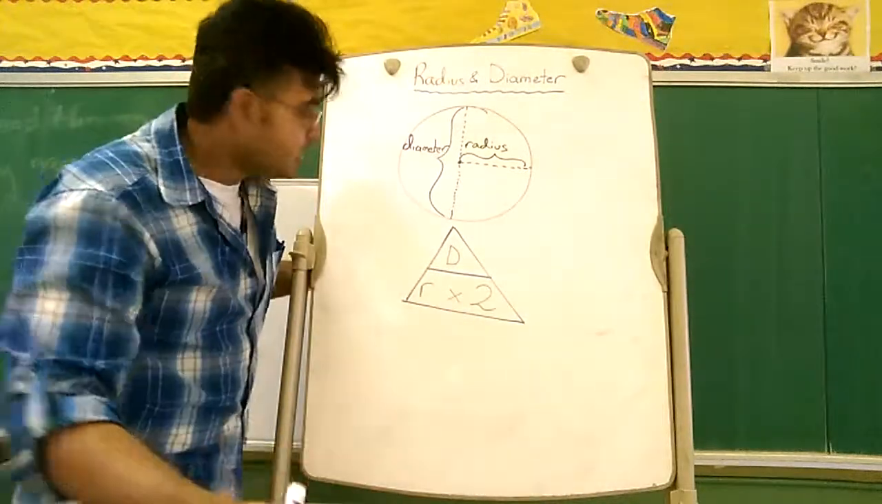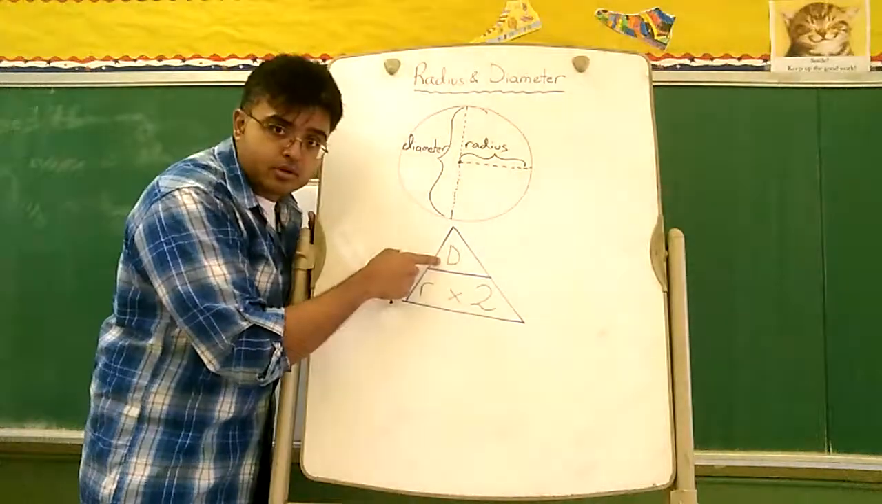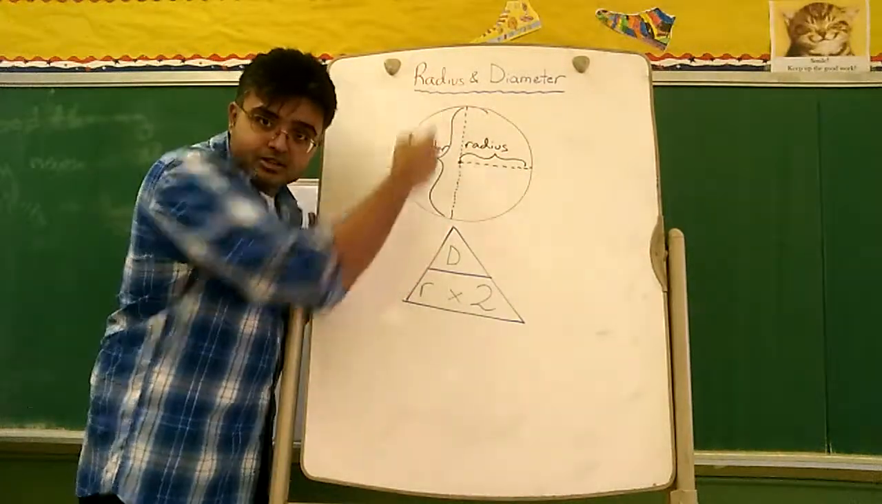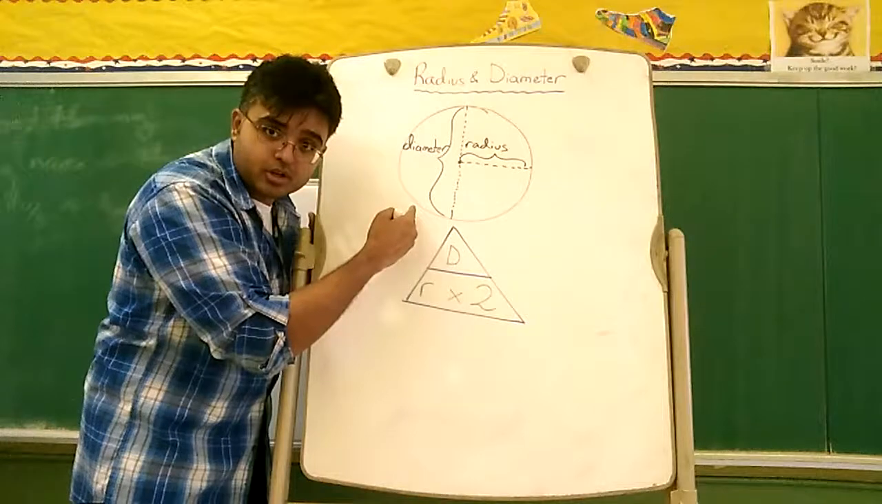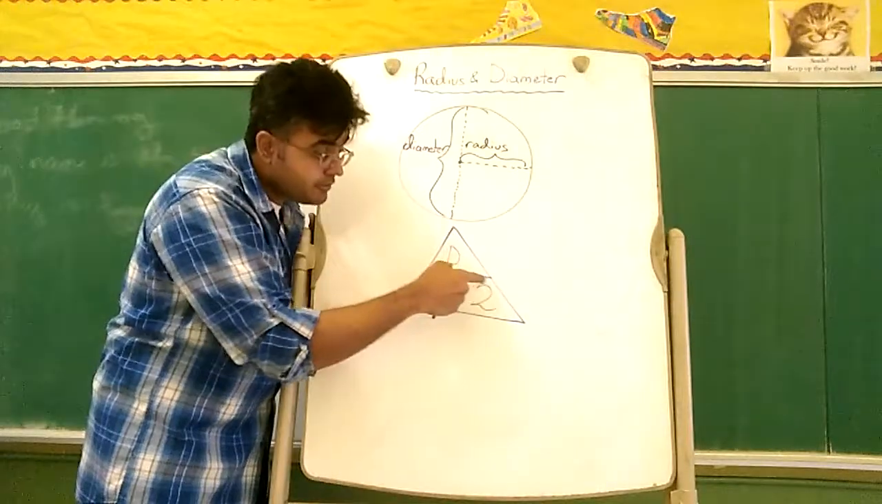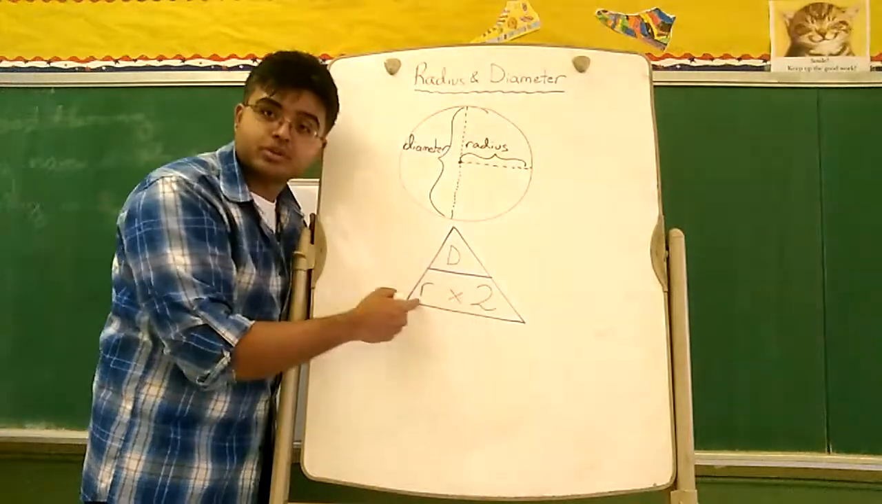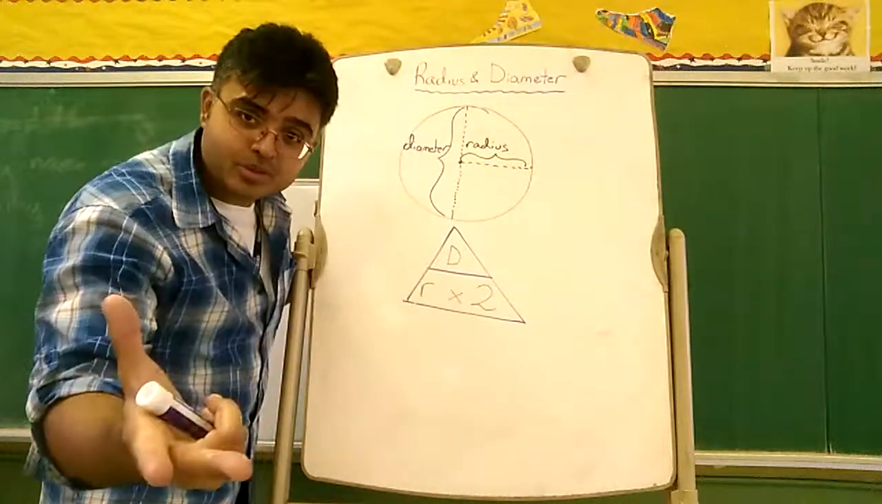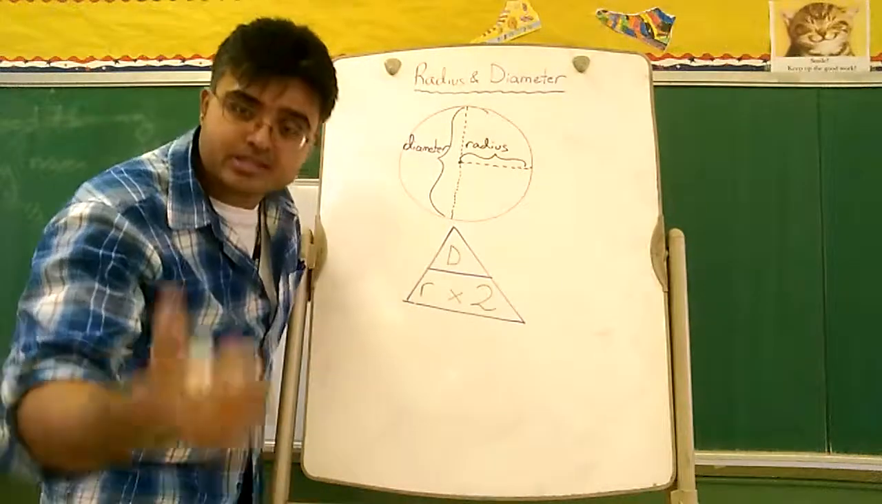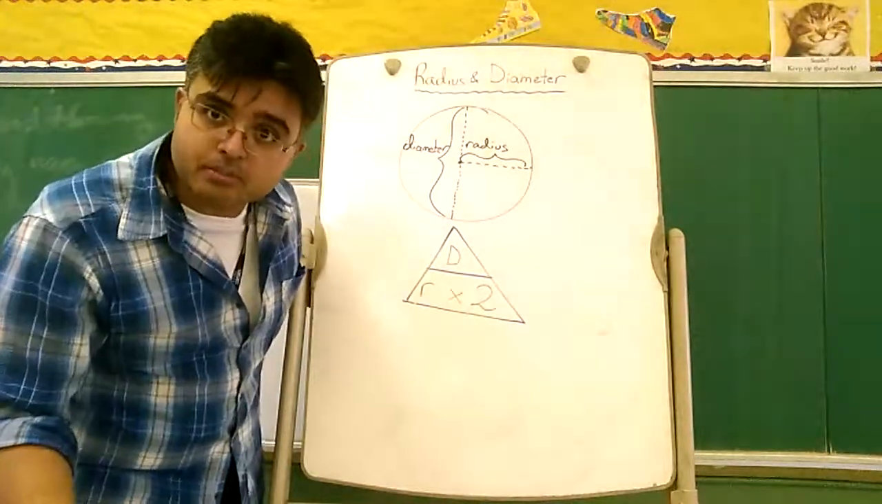And the opposite way, if you know the diameter of a circle, the length from top to bottom of a circle, the big line, and you divide it, this line is the dividing line, by 2, you will get the radius. And that's the relationship between radius and diameter. Let's use some numbers right now.